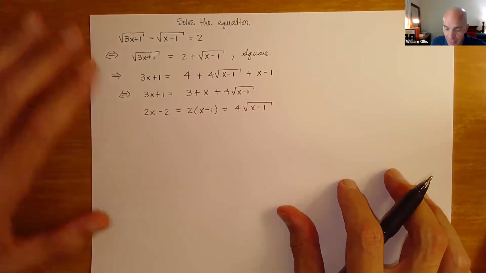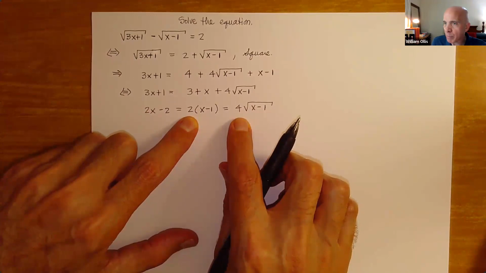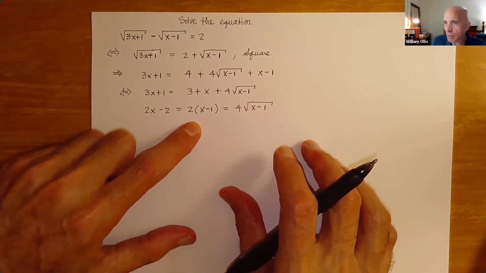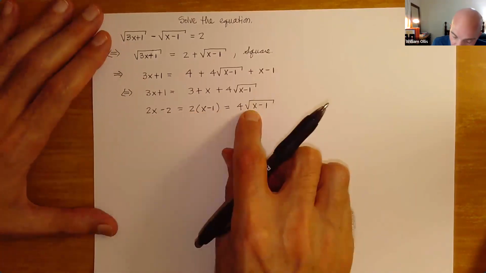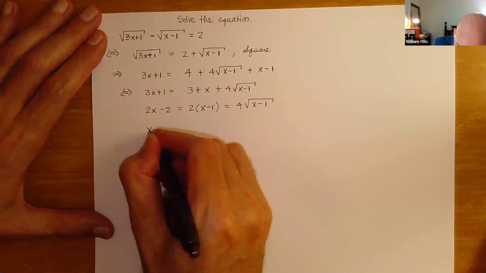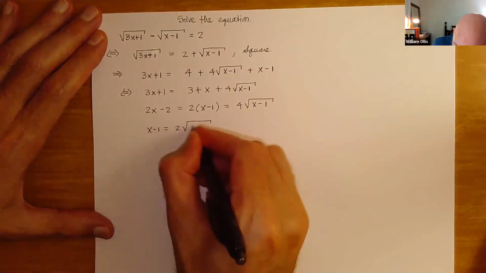Now, again, if we have additional factors hanging out, we certainly can absorb them, because extra numbers aren't going to help us solve the equation. They're just going to make it more difficult. So we can divide both sides by 2. So the 2's absorb. So we get x minus 1 equals 2 times the square root of x minus 1.